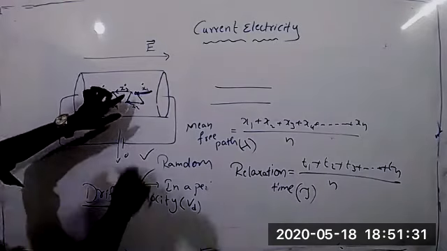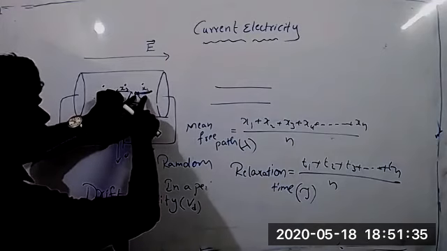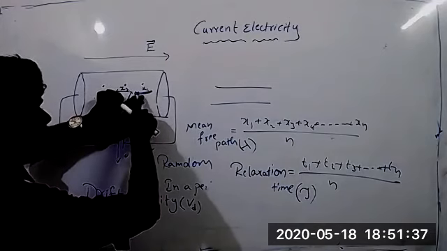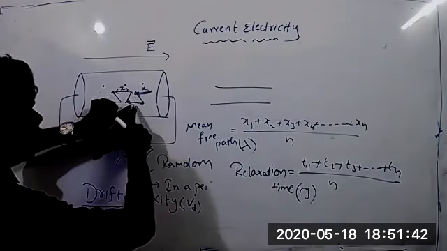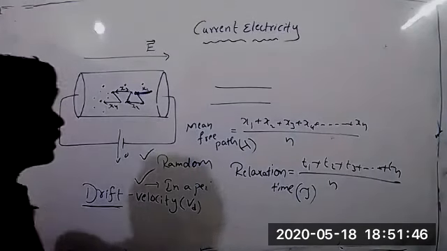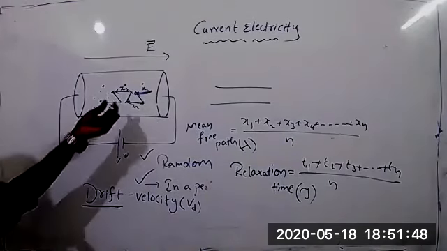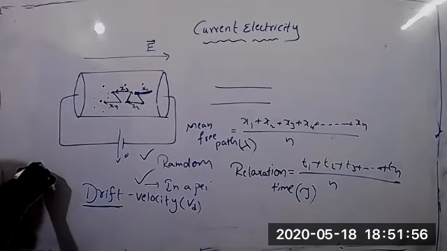Before going to collision, it will travel some free path. How much time will it take? t1 time. Then I get one more collision. Between the two successive collisions, there will be a time. The time interval between two successive collisions is called relaxation time, denoted with the letter tau.